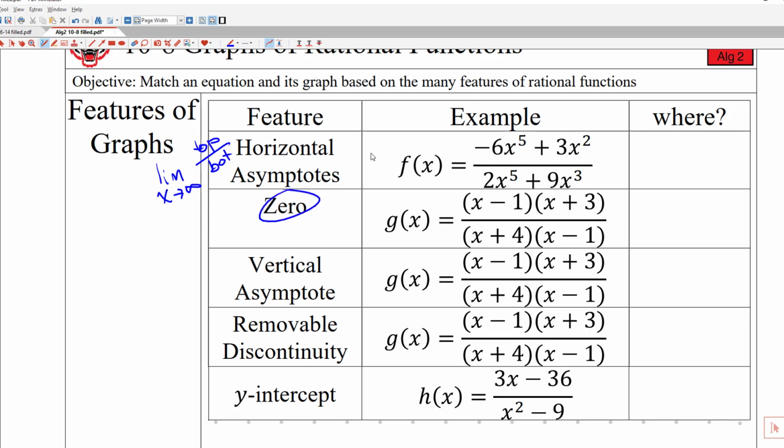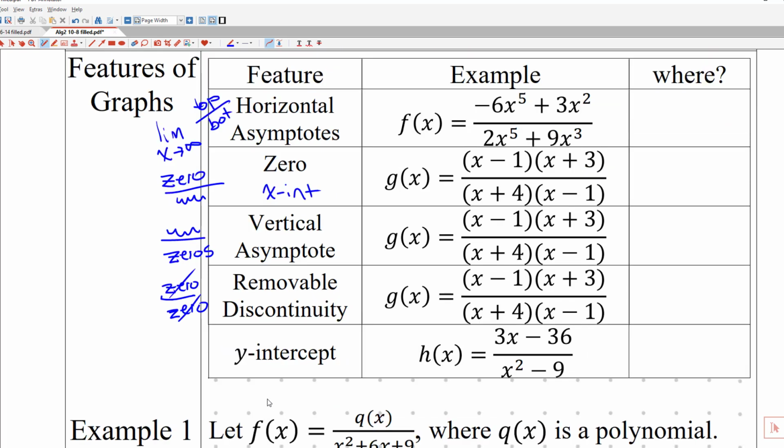So for zeros, it's really another name for x-intercepts, right? The zeros are whenever I have a zero on the top and I don't care about whatever's on the bottom. Vertical asymptotes are the reverse. If I have a fraction, I don't care about the top, I only look at the zeros on the bottom. Removable discontinuity is when I have a zero on the top and the bottom, such that they can cancel each other out. And then the y-intercept is easier because you just set x equal to 0, and that's where it cuts across the y-axis.